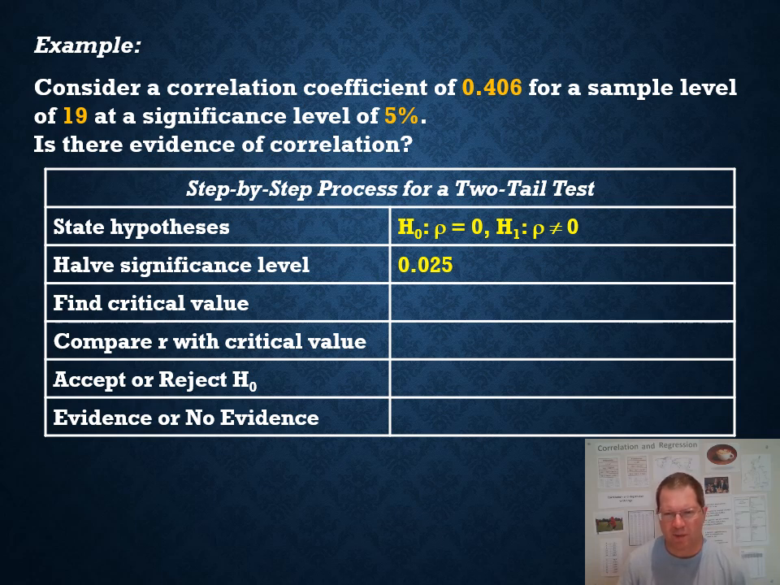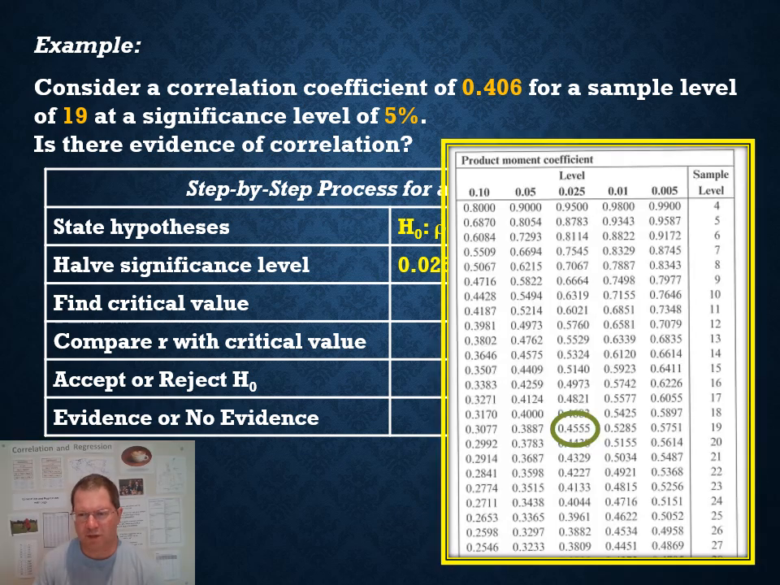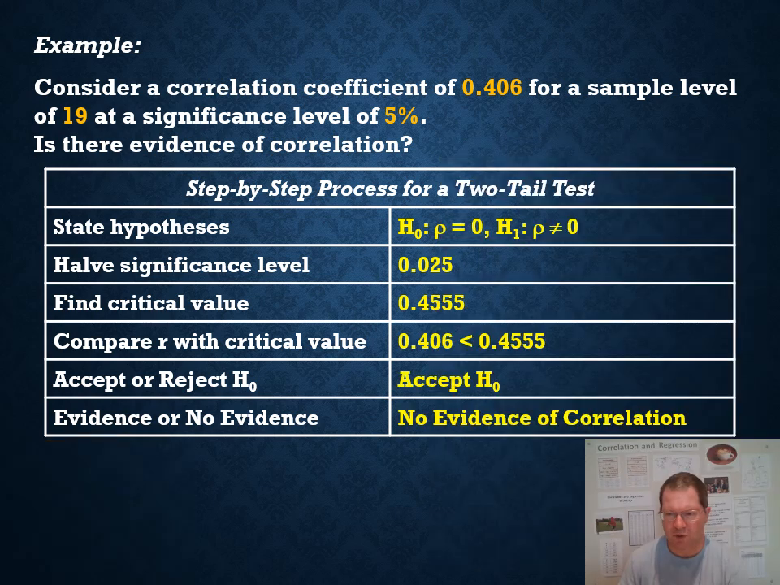So we've already stated our hypotheses: H0 rho equals 0, H1 rho is not 0. But because it's a two-tailed test rather than a one-tailed test, we're going to halve our significance level. So rather than being 0.05, because it's 5%, our significance level will be 0.025. So we're going to use the third column in the table with a significance level of 0.025. Our sample level is 19, and the table says 0.4555. So our critical value from the table is 0.4555, and then we compare the value we got.